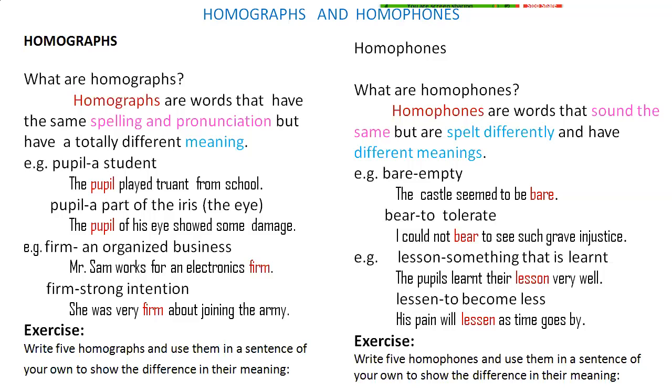We come now to another kind of word, and that is homophones. Now, what are homophones? They too are words that sound the same, but they are spelled differently and have different meanings. For example, let's take the word bear. Bear sounds the same, but it is spelled differently.